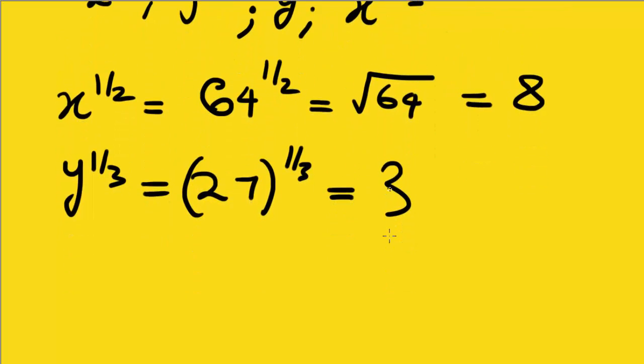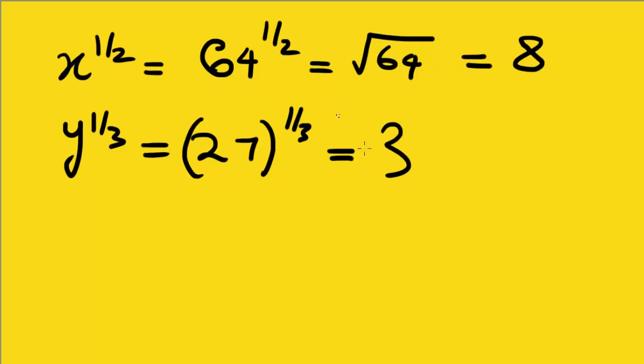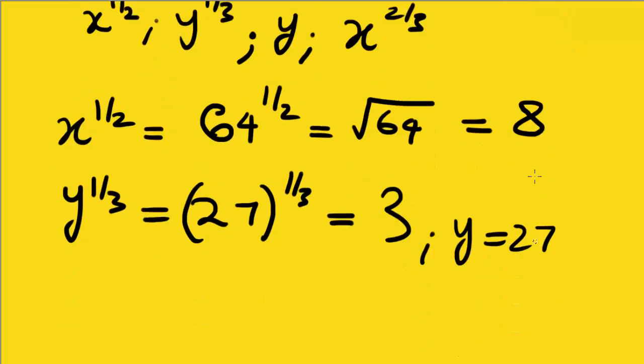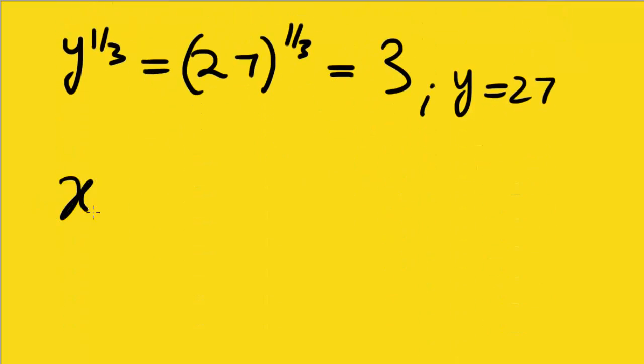Next expression is y, which is simply 27. So I'm not even going to bother. Okay, let's just do it. y is 27. And finally, x to the 2 over 3 is the tricky expression here. This is probably the main aim of the question. You just want to see if you can handle this expression.